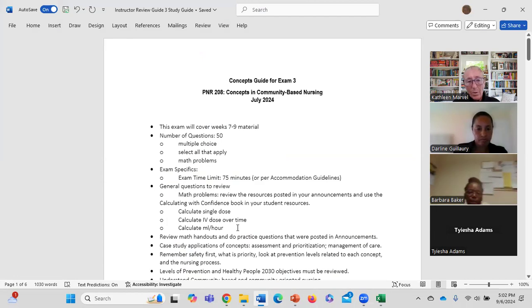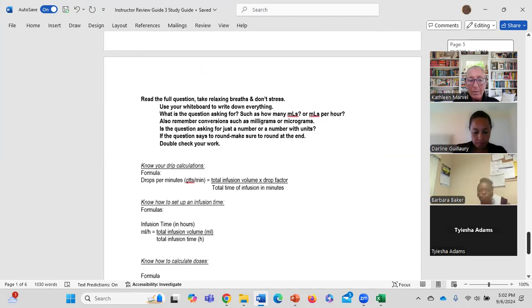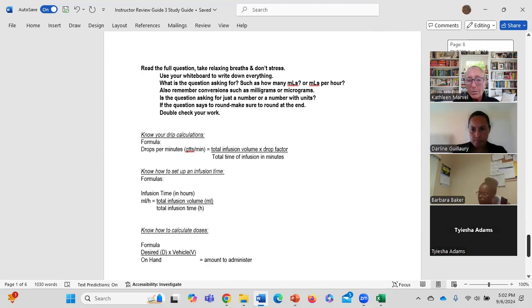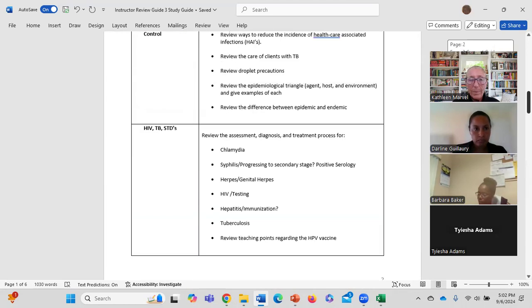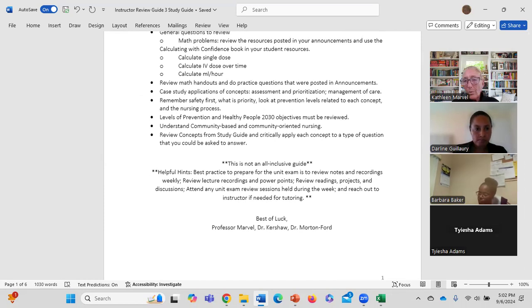Examples of what you need to know for math. At the bottom of this study guide, I have given you math tips: ways to calculate your drip calculations, how to set up an infusion time, calculating doses. If you struggle with math, I also sent resources way back in week 1 that I've said at every review to go back and review.